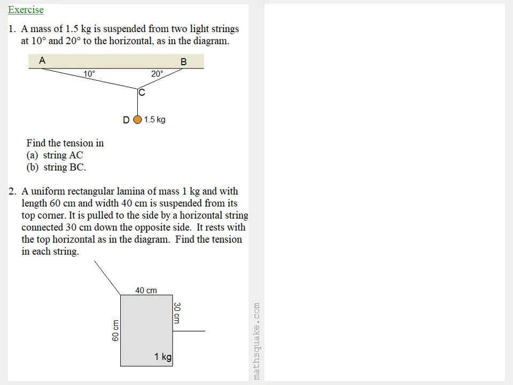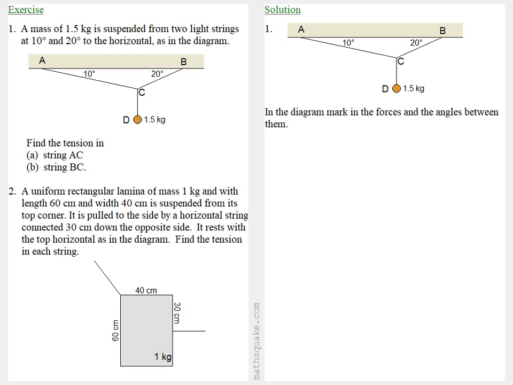In question 1, we're given that a mass of 1.5 kilograms is suspended from two light strings at 10 degrees and 20 degrees to the horizontal, as in the diagram. In part A, we're asked to find the tension in string AC. Well, to solve this, we first need to draw a diagram, and then in the diagram, mark in the forces and the angles between them.